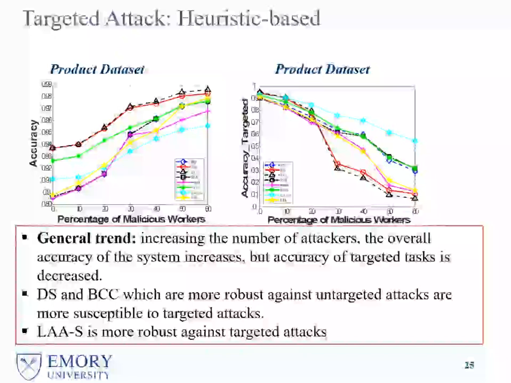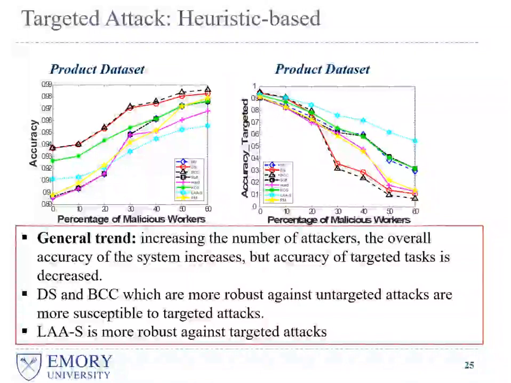As it's shown in the targeted attack, the general trend is that by increasing the number of attackers, the overall accuracy of the system increases, but the accuracy of the targeted tasks decreases. In the previous results, we saw that DS and BCC are most robust against untargeted attacks. However, here these two methods are more susceptible to targeted attack, and LAS is more robust against targeted attack.